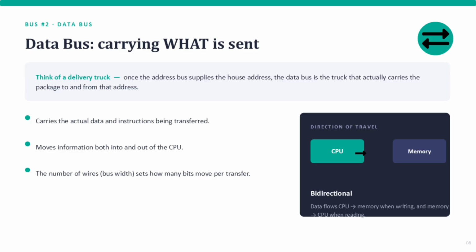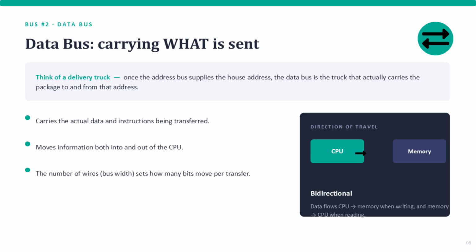The address bus always moves in one direction, from the CPU to memory. But the data bus works differently. Sometimes the CPU needs to read information from the memory. In that case, data travels from memory to the CPU. At other times, the CPU has processed some information and needs to store the result back into memory. Now the data travels from the CPU to memory. Since information moves in both directions, the data bus is called a bidirectional bus.